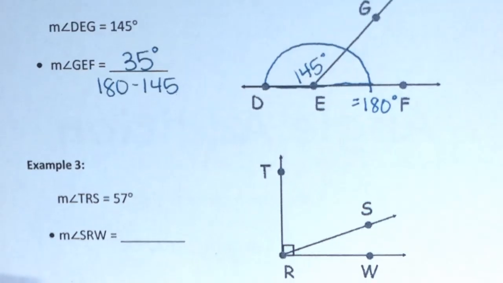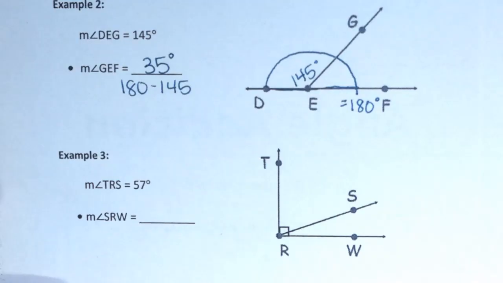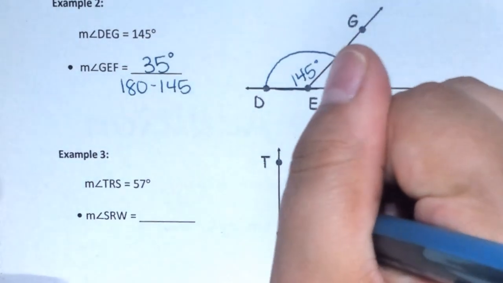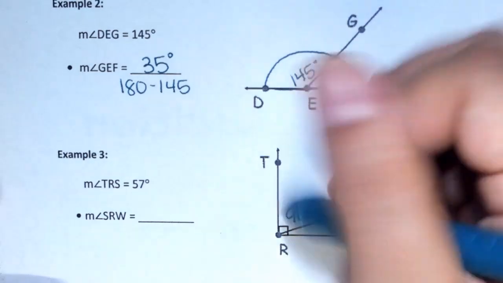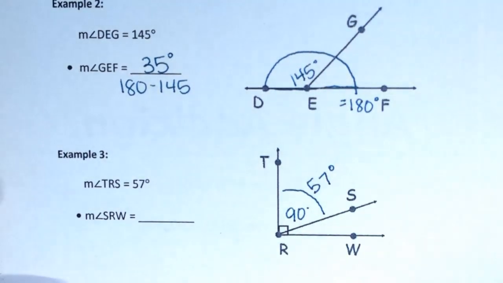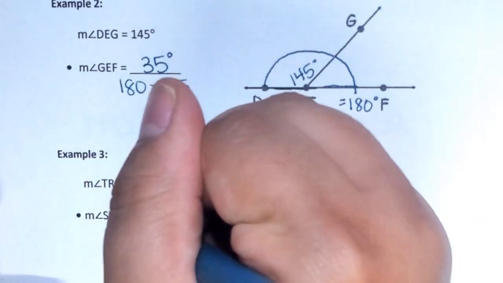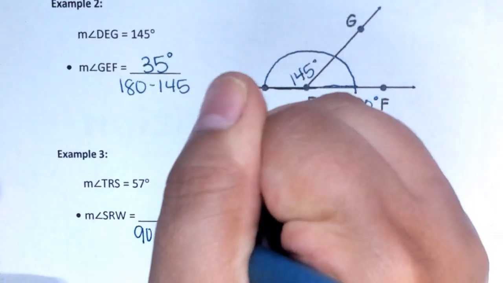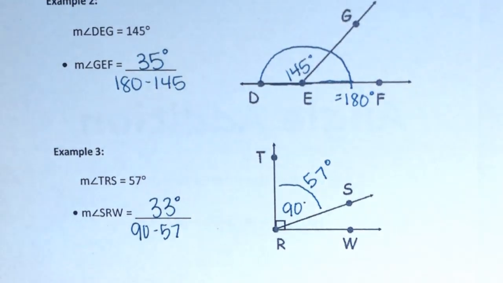Okay. Number 3. What am I going to do? The same thing. But it's a right angle, so it will be 90 degrees. TRS, please label. TRS is 57 degrees. How do I find SRW? Subtract 57 and the answer will be 33 degrees.